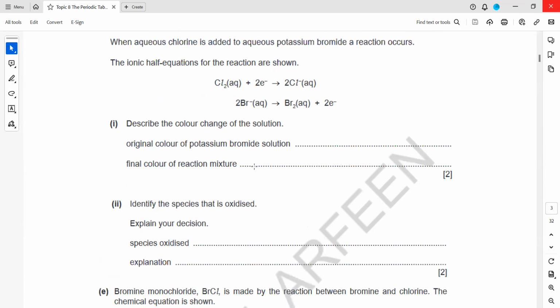The next is identify the species that is oxidized. Oxidized means oxidation, which is a loss of electrons, or the one which has an increase in oxidation number. So when we check chlorine, the oxidation number of chlorine is 0 here, and the oxidation number of chlorine is -1 here. So 0 turns into -1. So this change is a reduction.